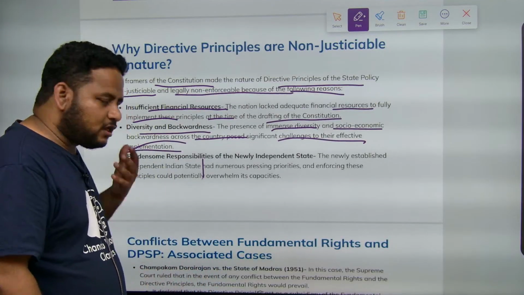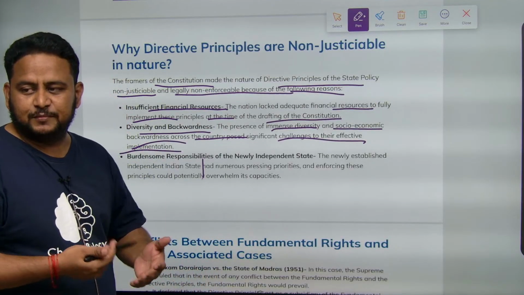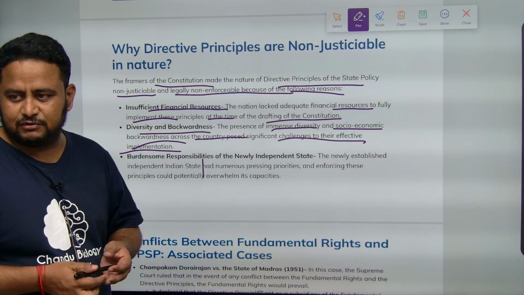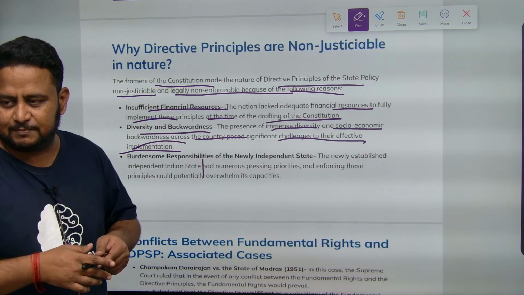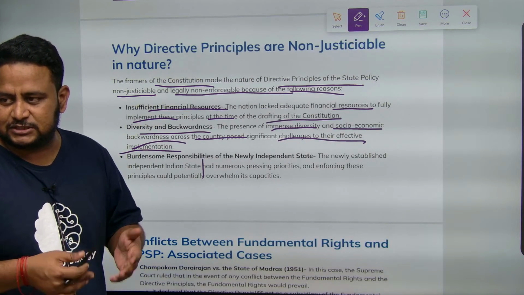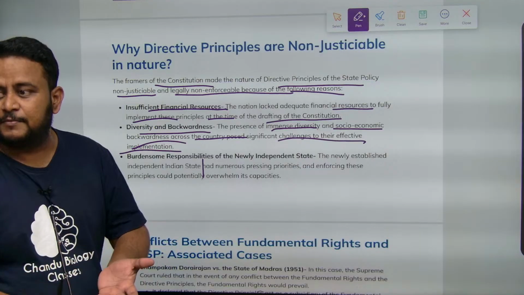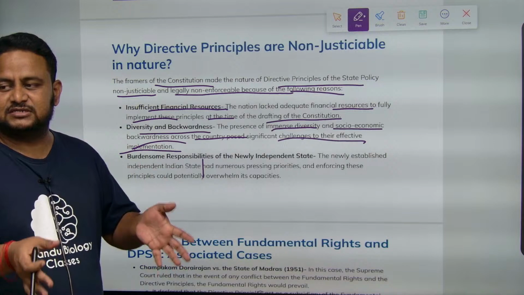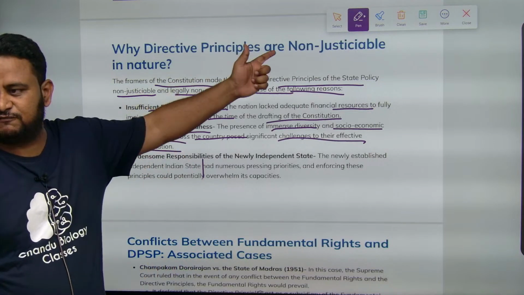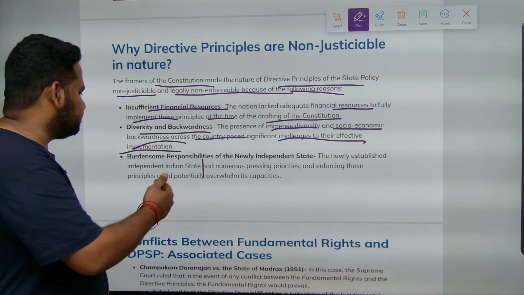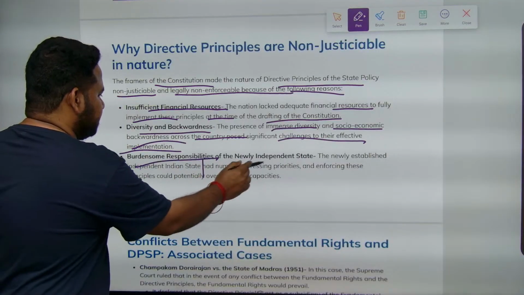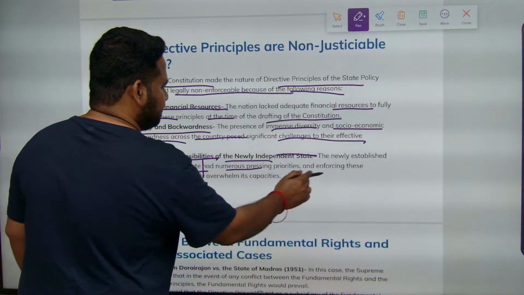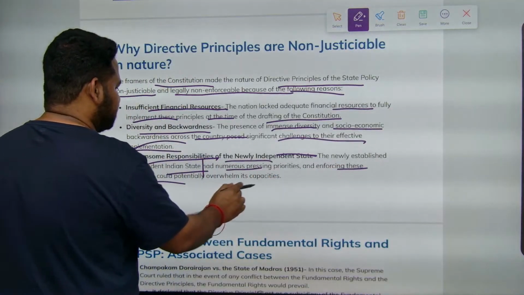Based on how many children, how many infant girls, how many fetuses are being killed or whatever, based on that only you can make schemes to ensure that women are empowered, like Beti Bachao, Beti Padhao. All these schemes are there based on the data itself. Directly you cannot make them. So you need some time, you need some financial resources. So directly you cannot enforce the DPSPs. That was one of the reasons. Burdens and responsibilities of the newly independent state. The newly established independent state had numerous pressing priorities, and enforcing these principles could potentially overwhelm its capacities.